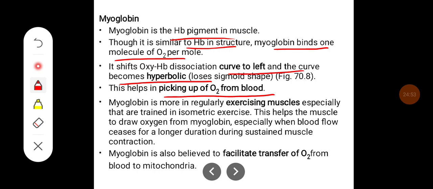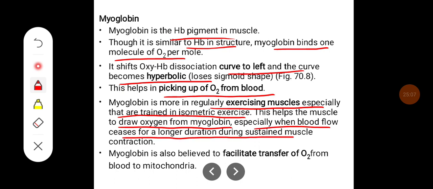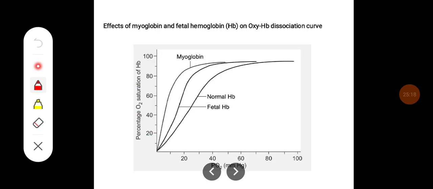Myoglobin is more in regularly exercising muscles, especially those trained in isometric exercise. This helps the muscle to draw oxygen from myoglobin, especially when blood flow ceases for a longer duration during sustained muscle contraction. Myoglobin is also believed to facilitate transfer of oxygen from blood to mitochondria. So this is the effect of myoglobin, where the oxygen dissociation curve shifts to the left side. And compared to fetal hemoglobin, it has more affinity towards oxygen.